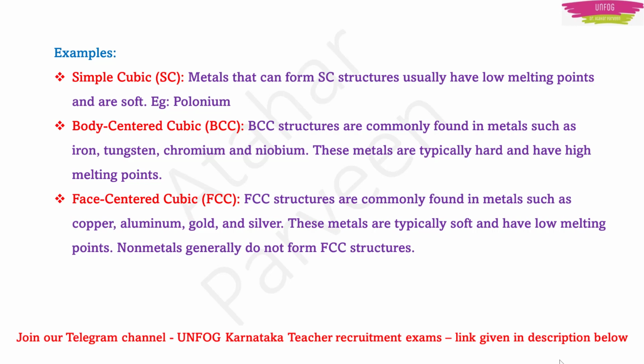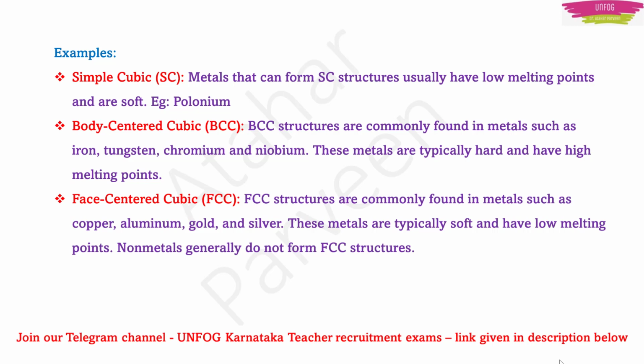Now, talking about the BCC structures, they are commonly found in metals like iron, tungsten, chromium and niobium, and these metals are typically hard and have high melting points. We were talking about metals exhibiting simple cubic as having low melting points and being soft, but in BCC structures the metals are typically hard and have high melting points.